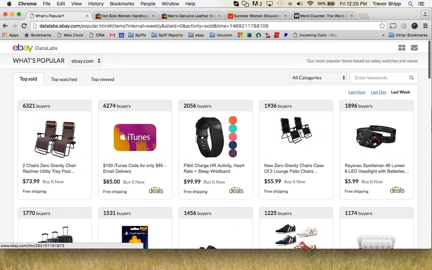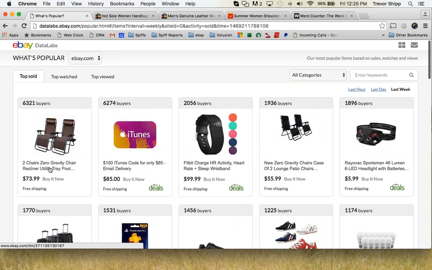So, for example, I'm looking in the last week. Check out all these recliner like patio chairs that are selling. 6,321. That's pretty insane, right? If I'm doing retail drop shipping, I'm immediately looking for patio recliner chairs. I'm hopping on to google.com/shopping. I'm going to Walmart, I'm going to Sears, I'm going to Amazon, and I'm looking for what's out there for those. And I'm going to start listing some because clearly they're selling, right?